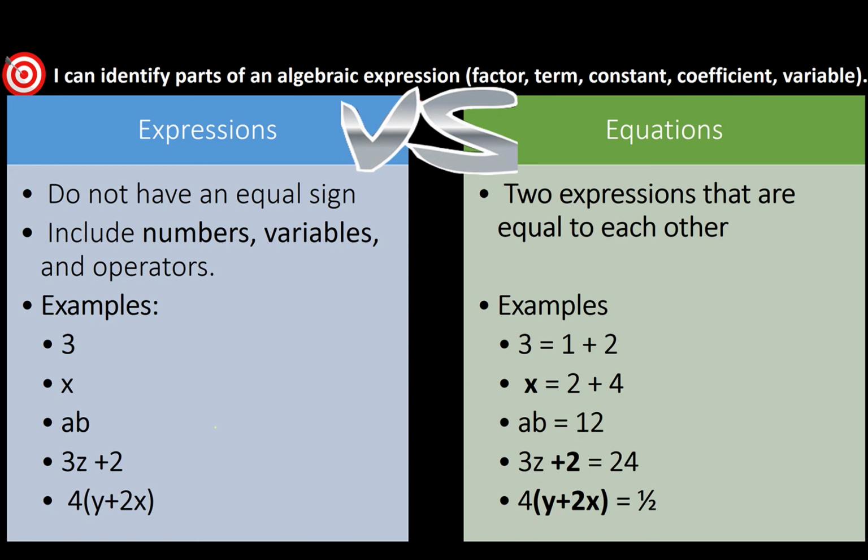The other word is equations. So equations are two expressions that are equal to each other. So that means that they do include numbers, variables, and operators, but they have an equal sign because they are equal to each other. So if you hear me talk about expressions, that means there's not going to be an equal sign. We're just talking about one part of an equation, maybe. If I say an equation, we're talking about the whole thing, what's equal to what. I always remember it because equation has most of equal in the first part of it.